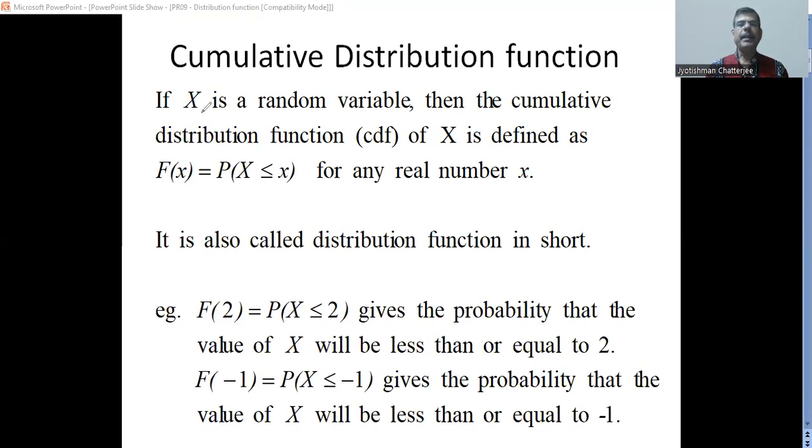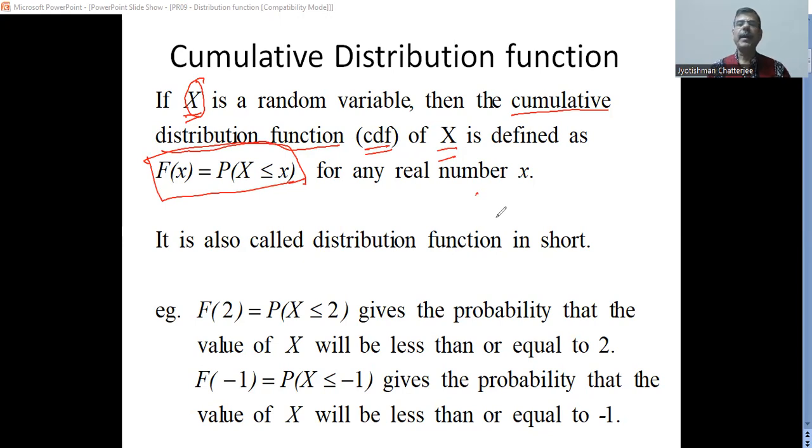Suppose capital X is a random variable. It may be discrete or may be continuous. We are defining for both types. Just assume that capital X is a random variable. Then the cumulative distribution function, in short CDF, of capital X is defined as this thing. We are defining the function Fx. How is Fx defined? This way.